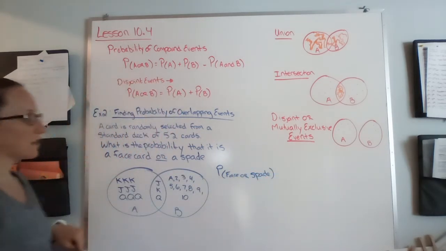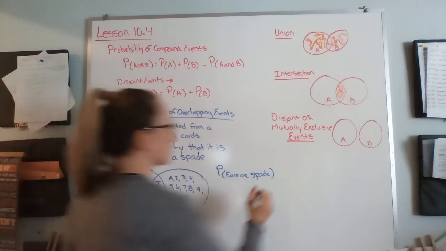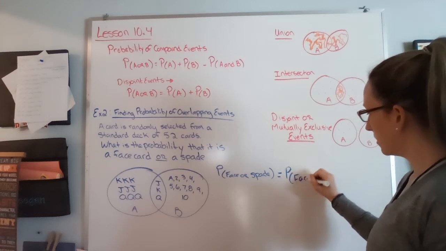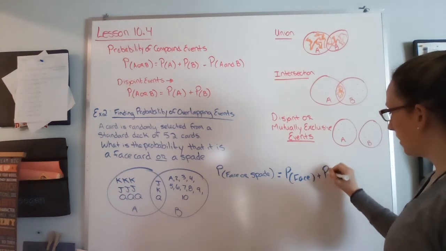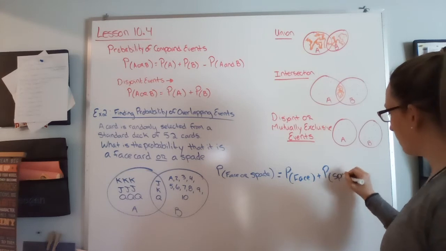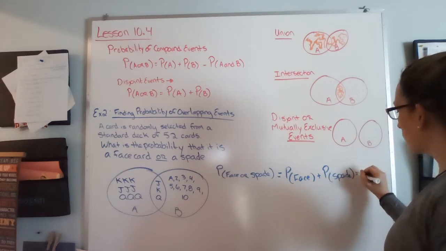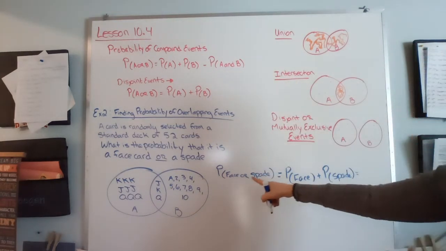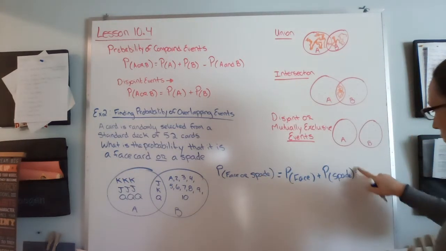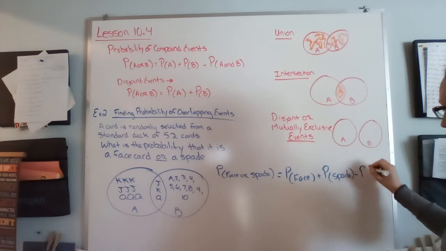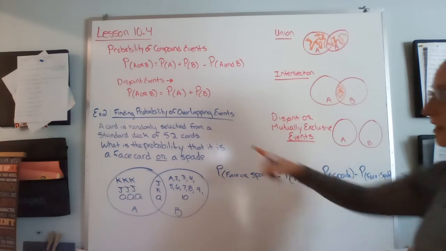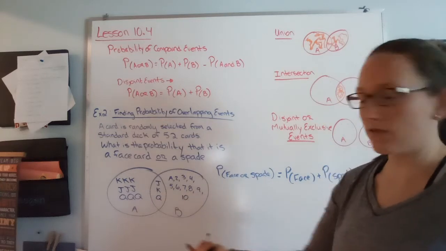Okay. So to find the probability of face or spade, you're still going to find the probability of selecting a face card plus the probability of selecting a spade. But then you have to subtract away the probability of finding this part here, a face and a spade. Minus face and spade, because they overlap, and those are going to be double counted if we don't subtract.